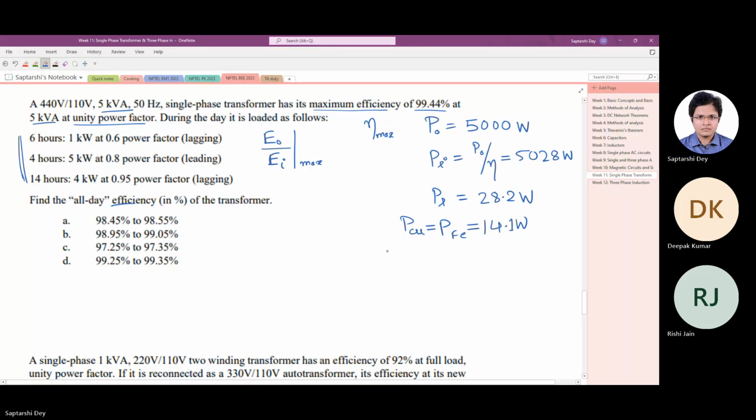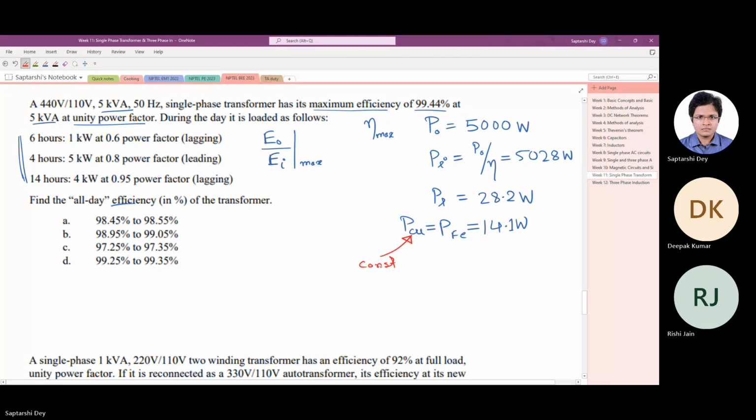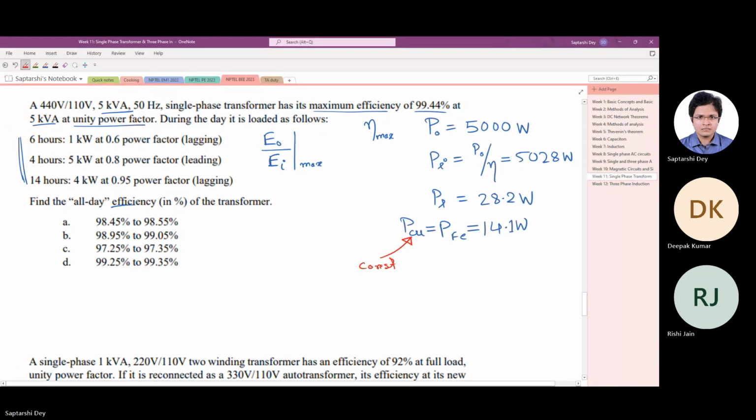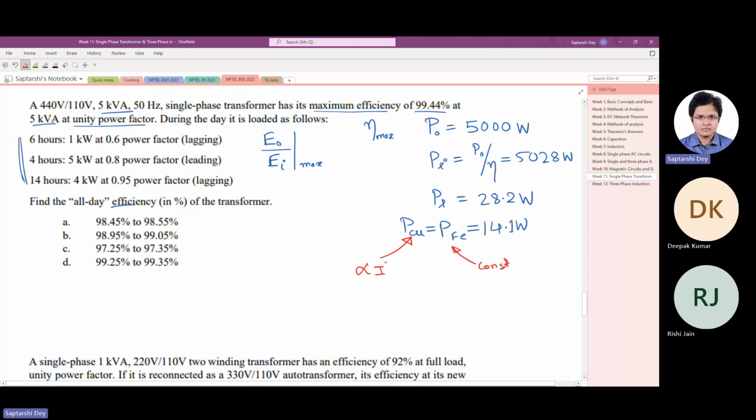Now as I said, core loss is a constant, since the voltage and frequency are constant. We discussed this in the previous problem also. Whereas the copper loss is proportional to I squared, the load current squared.